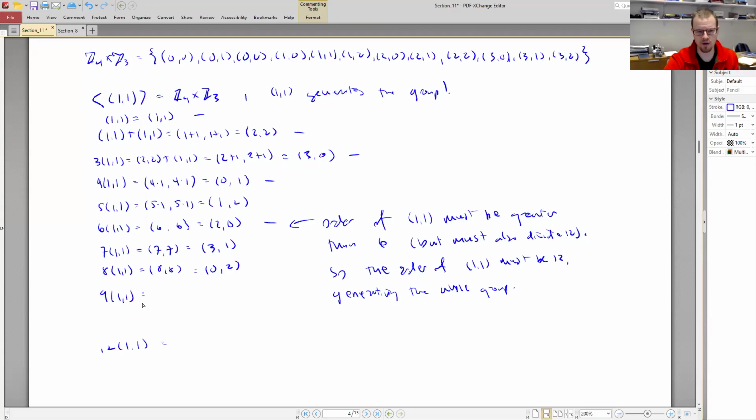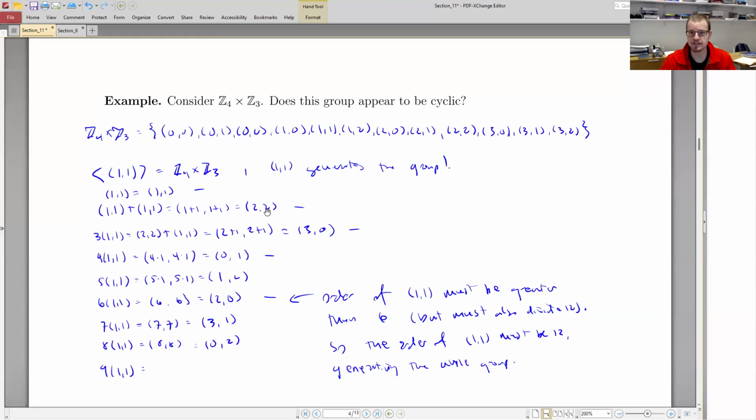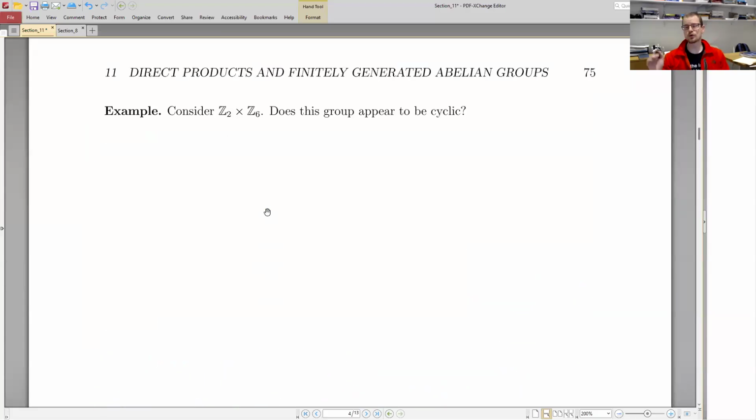Okay, so we could continue on what these are, but there's no real significant need to. And I think that we have the right idea at this point on what it looks like to add in Z4 cross Z3 and do repeated addition. We can still use that multiplication notation for repeated addition, and that is absolutely fine. So we know that 1, 1 generates the whole group, and this is why. Fantastic. So does the same thing hold true here in Z2 cross Z6?